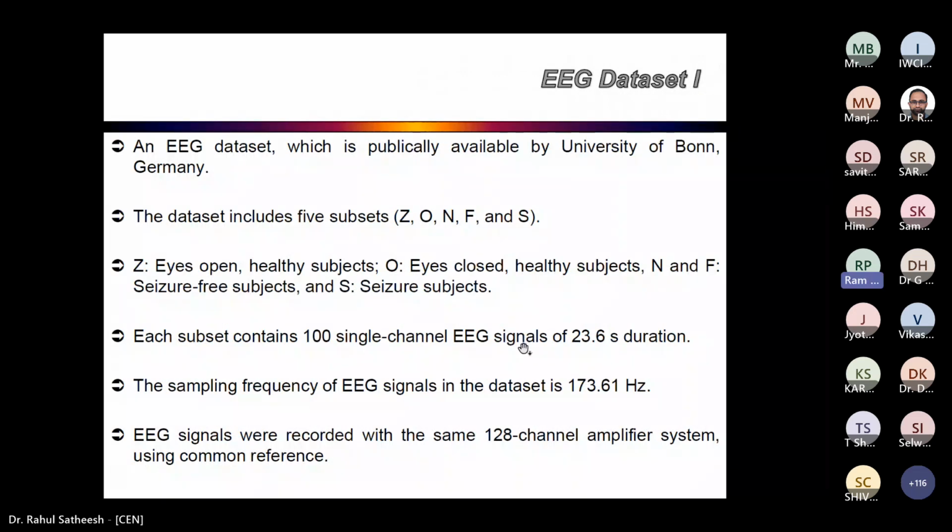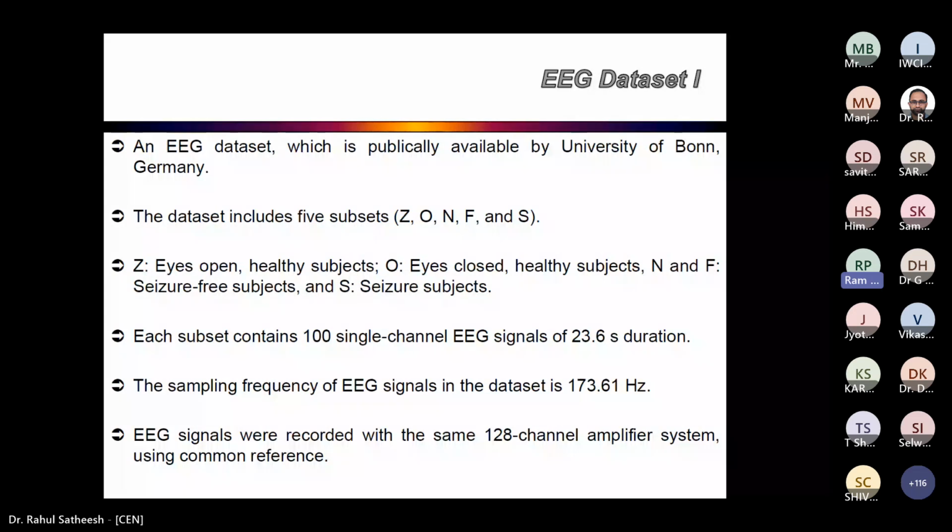For this study, the EEG data set which is publicly available from the University of Bonn, Germany, has been considered. This data set includes 5 subsets: Z, O, N, F, and S. Z is the eyes open EEG signals subset. O represents the subset formed by EEG signals collected during the eyes closed condition. Subsets N and F represent EEG signals under the seizure-free case, and subset S represents EEG signals from the seizure class.